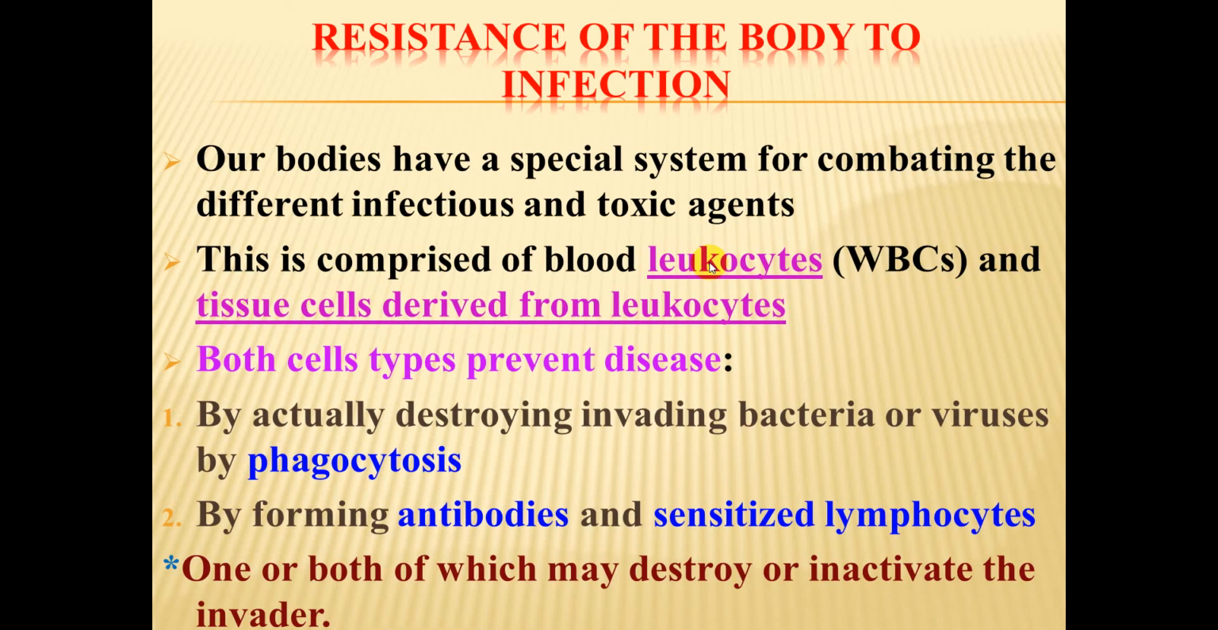leukocytes of blood. These cells prevent disease by destroying invading bacteria or viruses by phagocytosis directly، يعني راح يسوي attack to the foreign body، تحاول destroy the foreign bodies by phagocytosis or by forming antibodies and sensitized lymphocytes by indirect way. One or both of the ways may destroy or inactivate the invader. أحاول as possible destroy the foreign body، وإذا جابت الذات هذا غير ممكن فقدر الإمكان تسوي له inactivation.